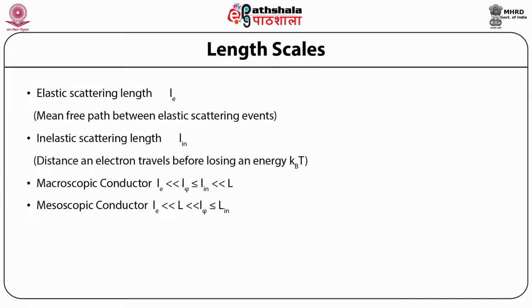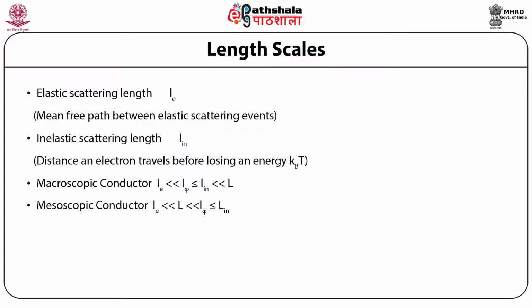Le is the elastic scattering length. That means it is the mean free path between elastic scattering events. Now here Lin is the inelastic scattering length, that is the distance an electron travels before losing an energy kT.